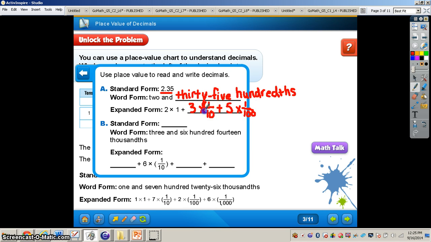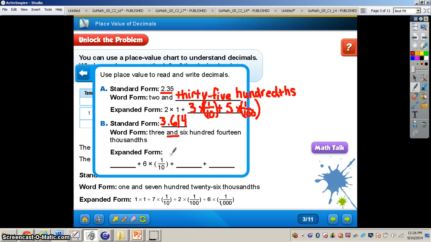We actually need to put parentheses around each of these fractions here. Now the next one we're going to take a look at, they've given it to us in word form. We need to figure out the standard form. So first of all, 3, that's our whole number, and the and is the decimal point. So we have 614 thousandths. We can write 6, 1, 4. Now that final digit needs to be in the thousandths place, so we can check tenths, hundredths, thousandths, and that is correct.